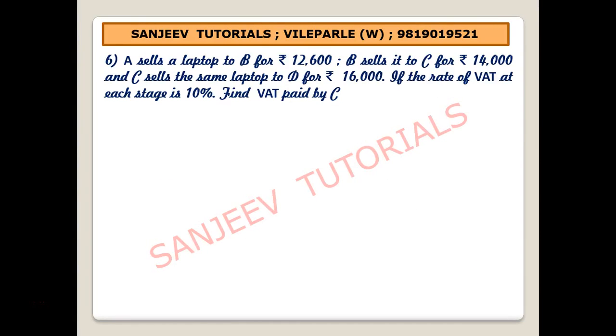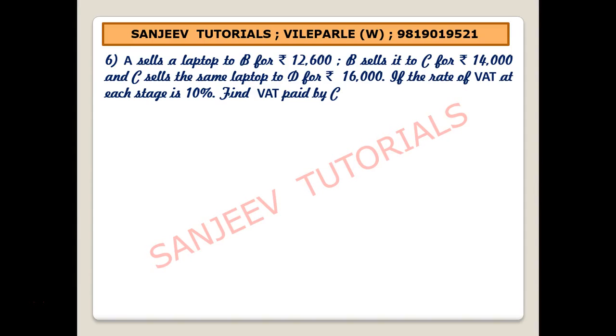This is a simple sum. A sells a laptop to B for rupees 12,600. B sells it to C for rupees 14,000 and C sells the same laptop to D for rupees 16,000. If the rate of VAT at each stage is 10%, find VAT paid by C.